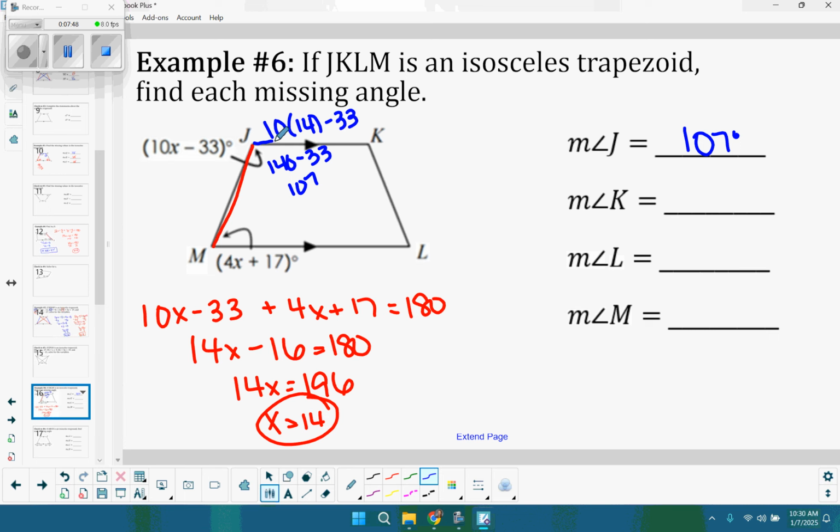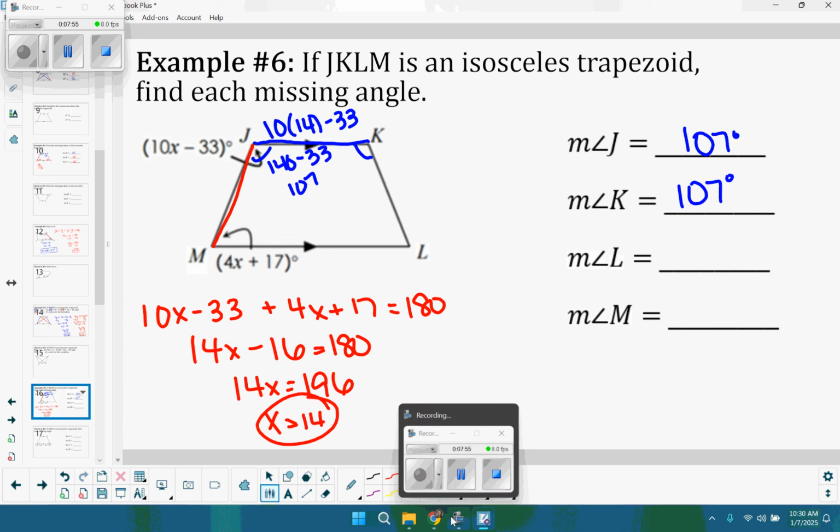And because it's isosceles, the base angles are congruent. So J and K are the same. So K is 107 degrees.